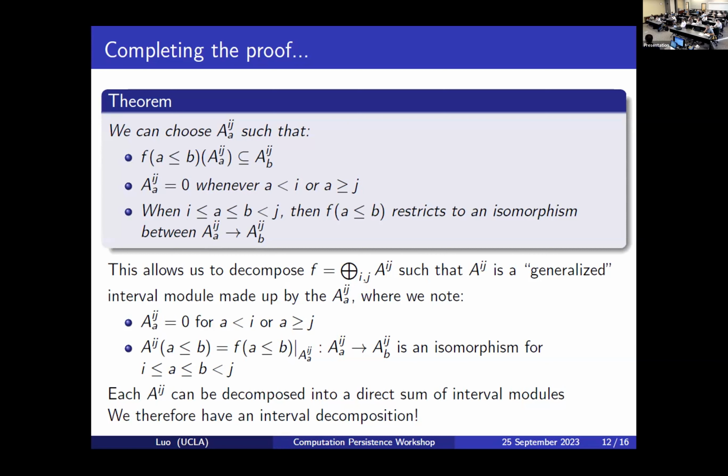And in fact, what we can show is that each of the generalized interval modules can be written as a direct sum of interval modules themselves. And this completes our proof, in the sense that our persistence module F can be written as the direct sum of generalized interval modules, which themselves can be written as the direct sum of interval modules. Therefore, we have a direct sum of interval modules for F, and therefore we have an interval decomposition.